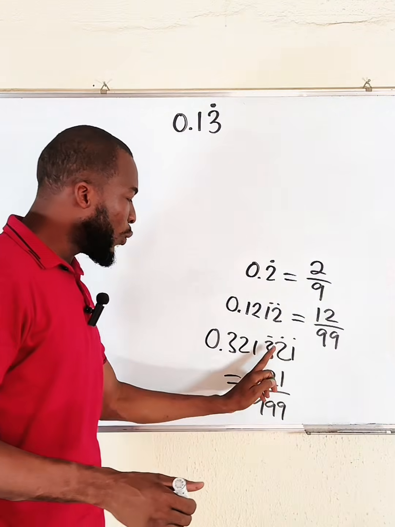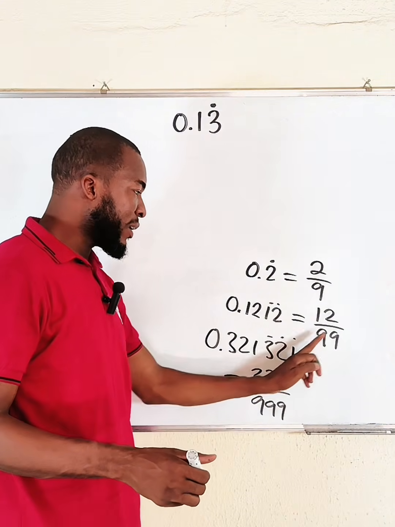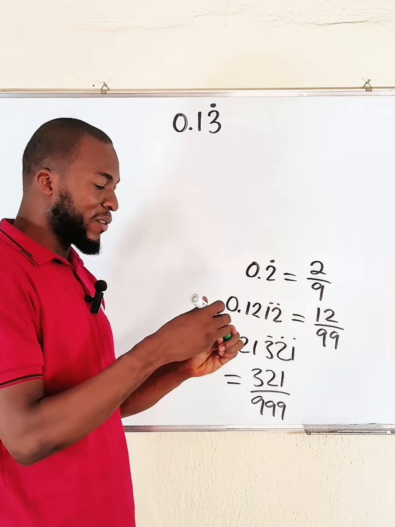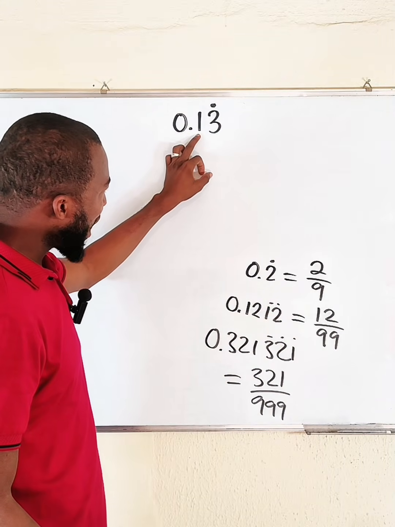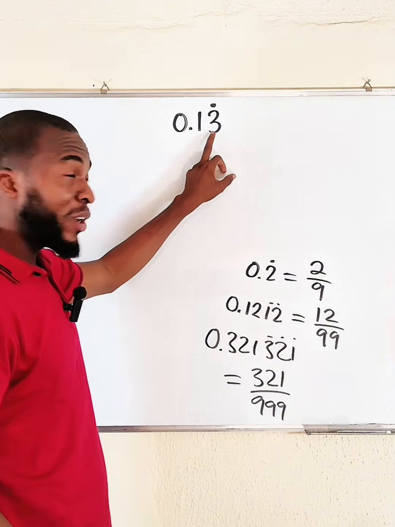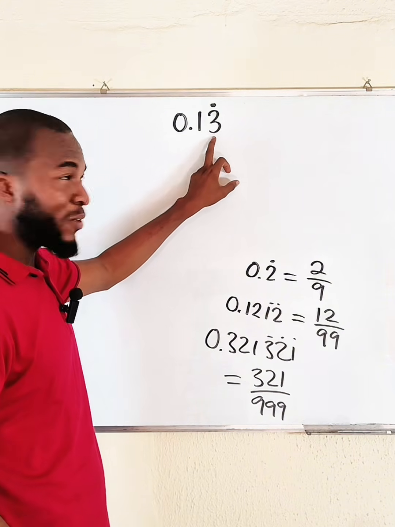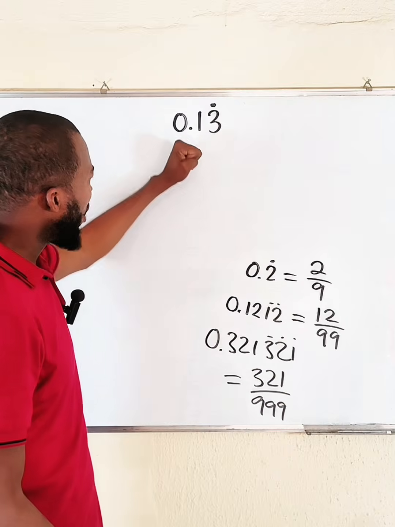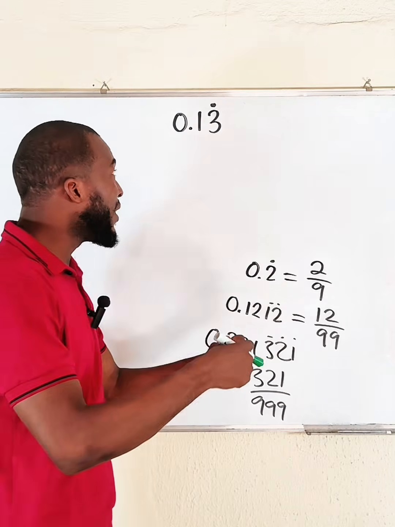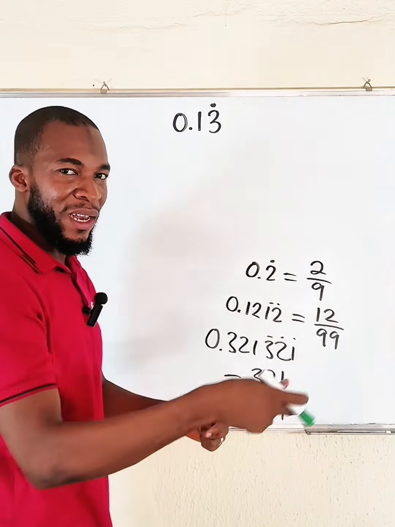So this will always give you this. If you hit your calculator, this will give you this, this will give you this. But in a situation whereby you have 0.13, the only digit that keeps on recurring here is 3, not 1 and 3. So you cannot apply this immediately. Hence, you have to break it down into 0.3333.